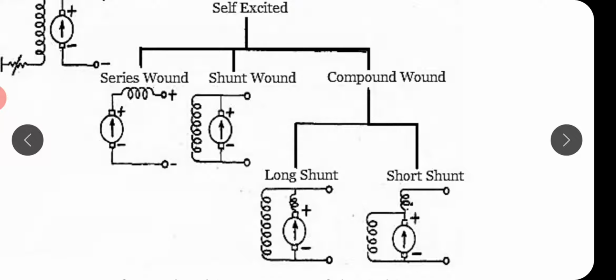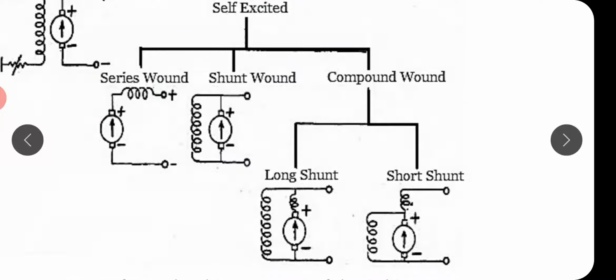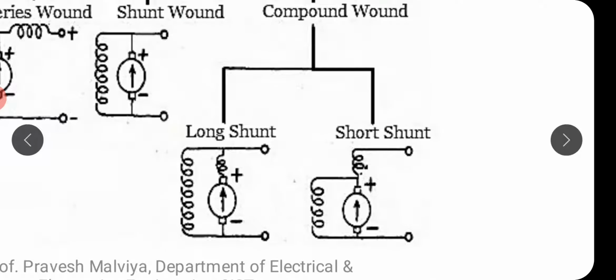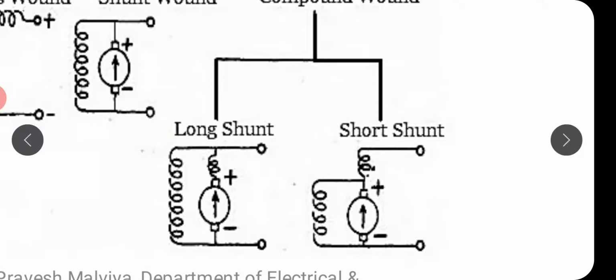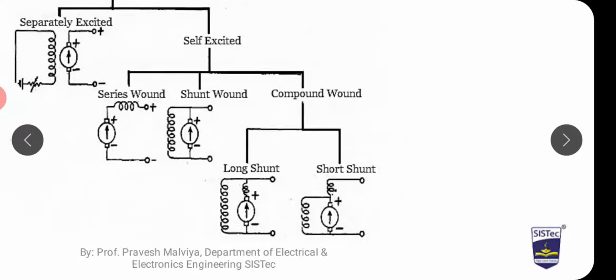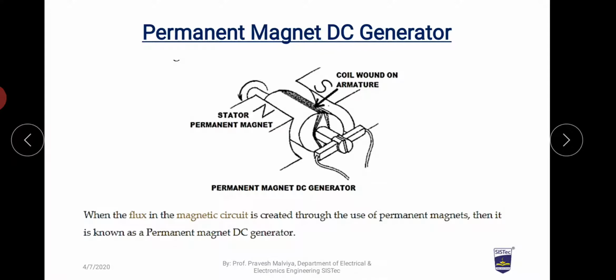We can see that in series wound the armature and the field circuit are in series combination. In shunt they are parallel to each other. And the compound wound DC generator can be further classified into long shunt compound wound and short shunt compound wound. In this lecture we will be discussing all these classifications one by one. So we start with the permanent magnet DC generator.